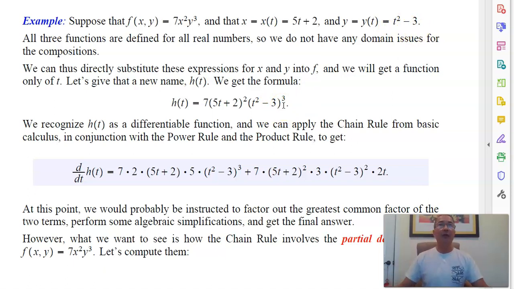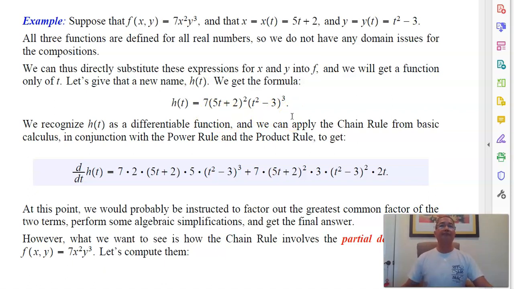So when we do that, we now get another function, a function that depends only on t. So we will give it a name. We will call it h of t. And now we're back in single variable calculus. There's only one variable there, t. Does that look like a differentiable function to you? Of course it does. And you could probably have found this derivative after just 3 weeks or so of calculus.